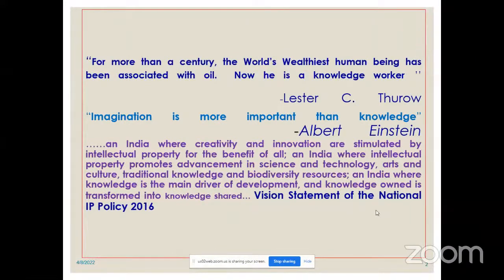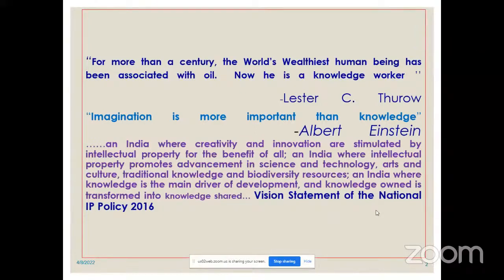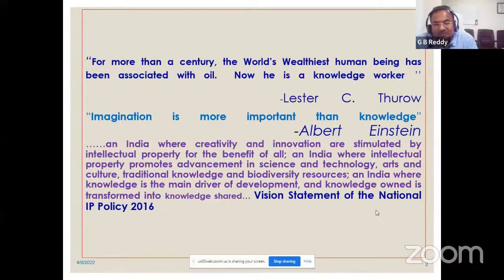In 1997, when Bill Gates became the richest person in the world, there was a write-up in the Harvard Business Review, September issue. The richest person in the world just before Bill Gates became the richest in 1997 was the Sultan of Brunei, who was a merchant in oil. Because of oil, he became the richest man.